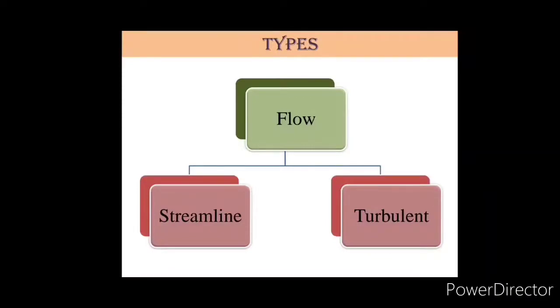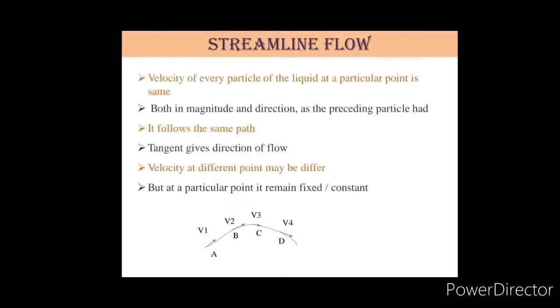Different types of flow. Flow is of two types, streamline and turbulent. So first one is streamline flow. If I consider a layer of a liquid given by ABCD, then at a particular point A, the velocity is given by V1, at B it is V2, at C it is V3, and at D it is V4. For a streamline flow, it is not necessary that V1 is equal to V2 or they are equal to each other.